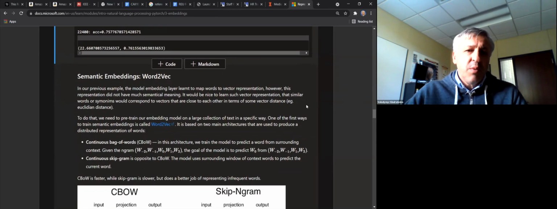In the examples that we have looked at so far, the model embedding layer somehow figures out how to map words to a vector representation. However, this representation still doesn't have any sort of semantic meaning. Our model is trained to take a bunch of words and somehow combine them into some embedding, but there is no semantic meaning to that yet. That semantic meaning is not something that this sort of embedding layer can provide us with.